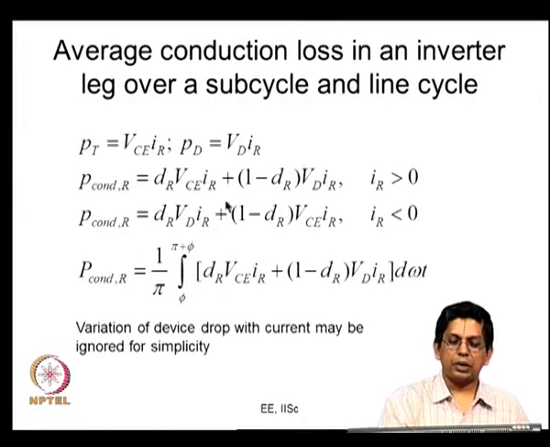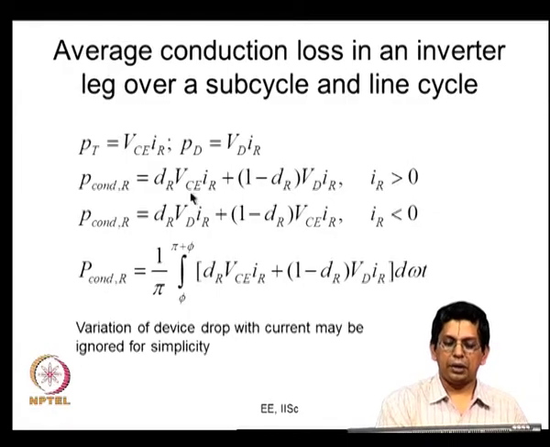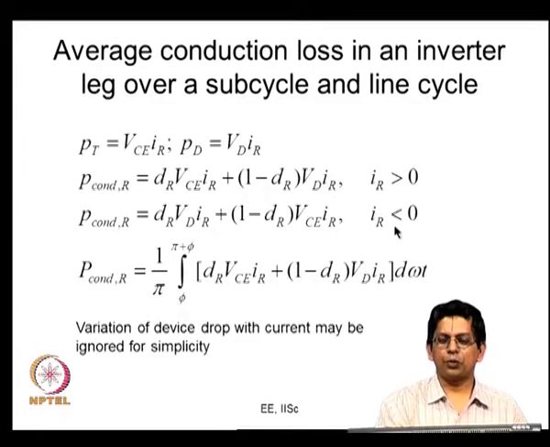So, you can actually write down the average loss over a subcycle, either for considering the positive or the negative. In most PWM cases, you do a symmetric operation. So, it is enough if you consider only one half; you do not have to consider both the half cycles of the current, you can just consider one half cycle of the current.